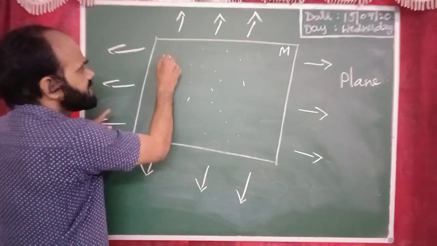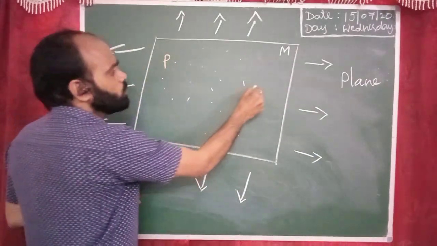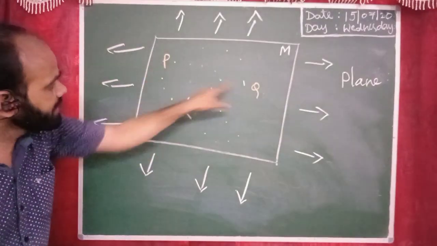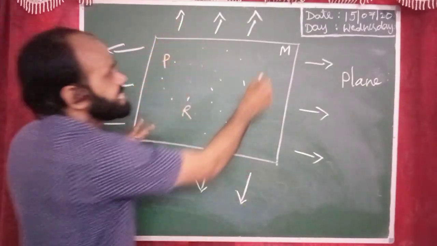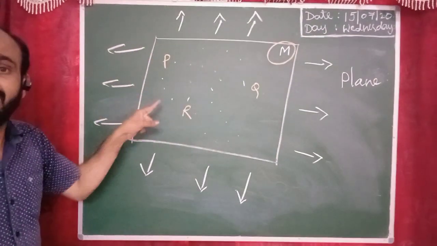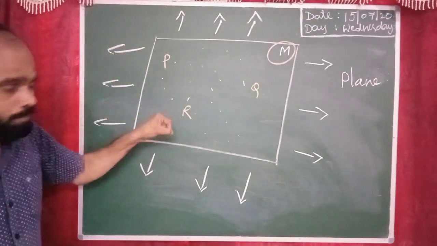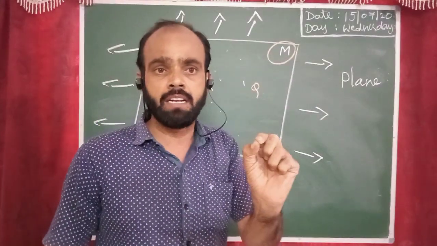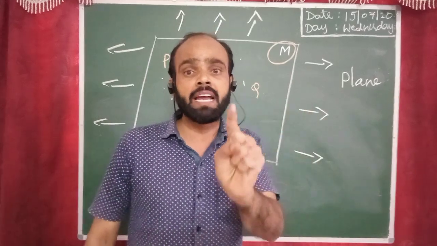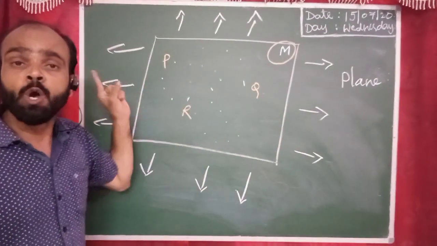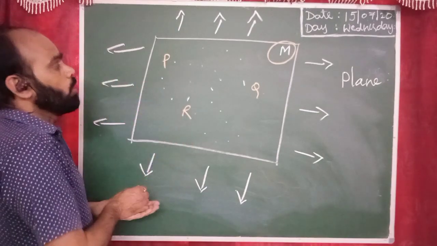Now we know what this point is: P. You call this one Q, you call this one R. And remember, all these points are in the same plane M. All these points are in the same plane M, and hence we call these points coplanar. Plane coplanar points P, Q and R. We call them coplanar points.